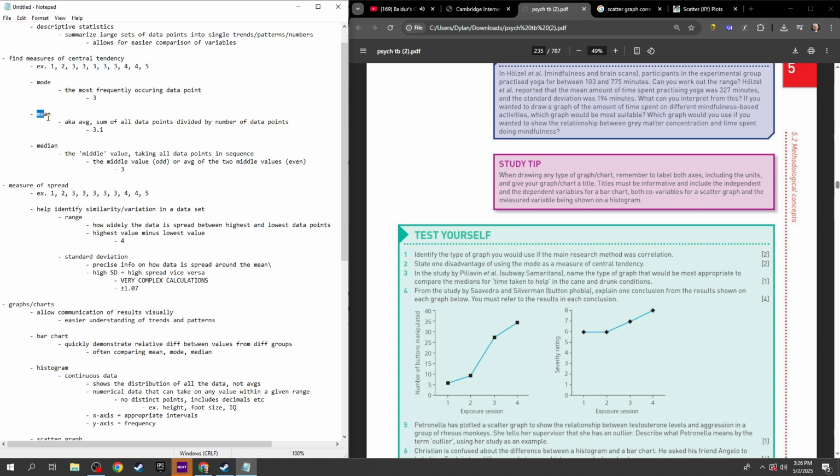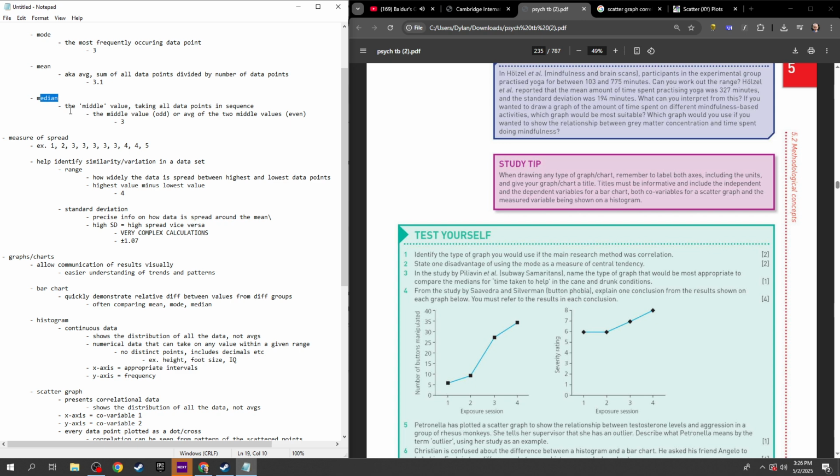That's the mode. The mean, which is the average, is the sum of all the data points divided by the number of data points. So we add all these up, I believe it was 31, and then we divide it by the number of data points, which is 10. Divide 31 by 10, you get 3.1.